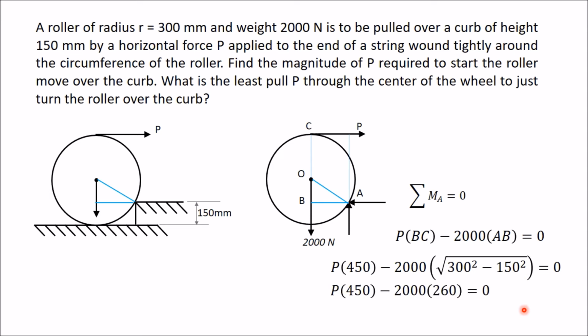When you solve this, you will get P is equal to 1155.5 Newton approximately, and this distance AB is coming out to 60 mm. This way you can determine this value P.